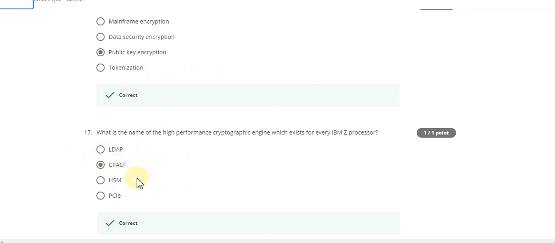And the question number 17 answer is CPACF.